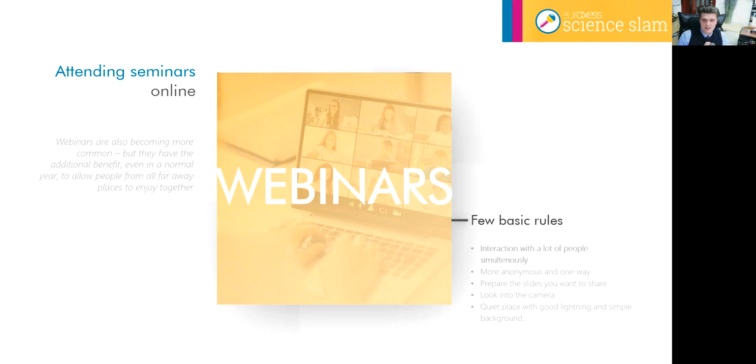You will do something like Anna did at the beginning and do a polling where you can interact with everybody at the same time. And you might need to prepare the slides that you want to share. This is something that starts to get very important. Most webinars are organized around some kind of presentation. And at this point, you might also want to make sure you're looking into the camera correctly, that you have a quiet place with good lighting and a simple background and all of these things.